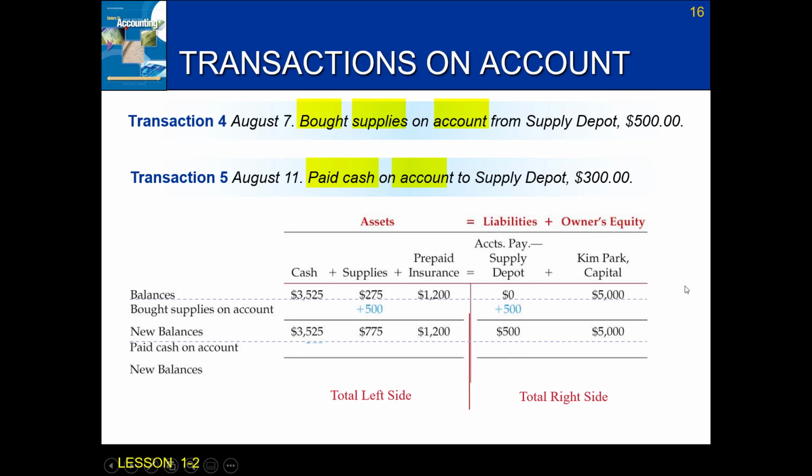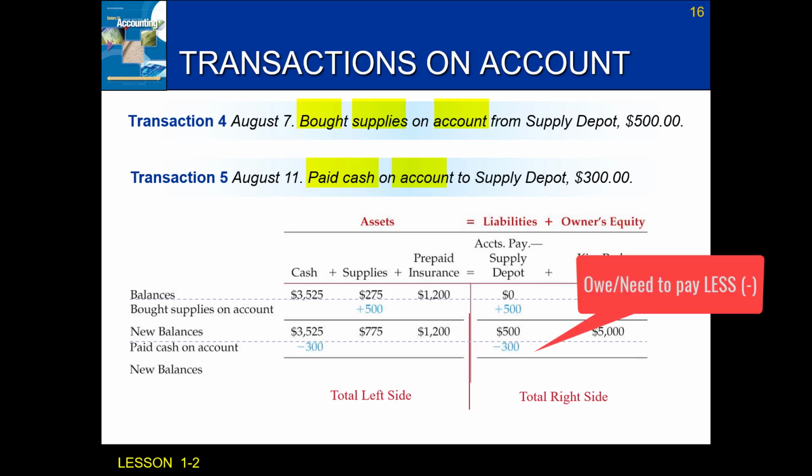Transaction 5 said paid cash on account. This works the same way. I paid cash, so I'm going to lose cash. Cash is going to go down. If I have a negative on the left side of my accounting equation, I have to have a negative on the right side. So if I see accounts payable as my other keywords, I'm going down with that too. I owe them less because I'm paying off part of my bill.